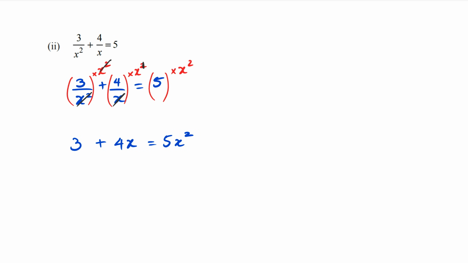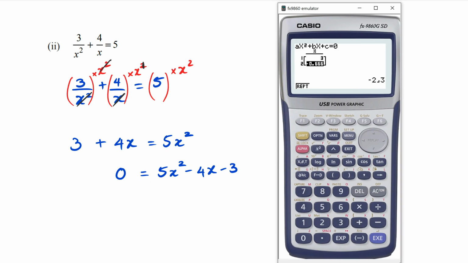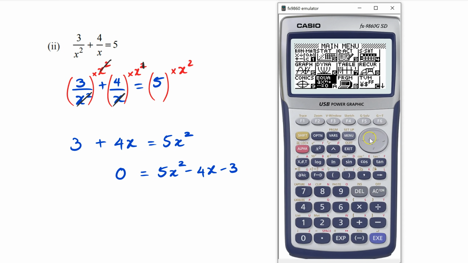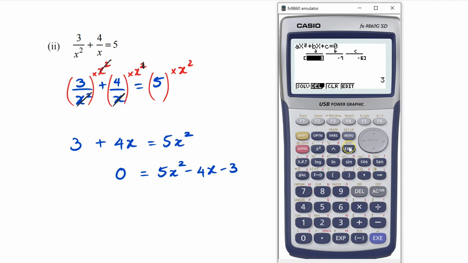Now I've got a nice quadratic, and I'm going to rearrange this so that 0 is equal to 5x squared minus 4x minus 3, and now I need to just solve this. I'm going to put this in the graphics calculator, or you can use the quadratic formula as well, to work out what your two solutions are. Going into the equation again, my a value is equal to 5, my b value is -4 because that's the number in front of x, and my c value is -3.